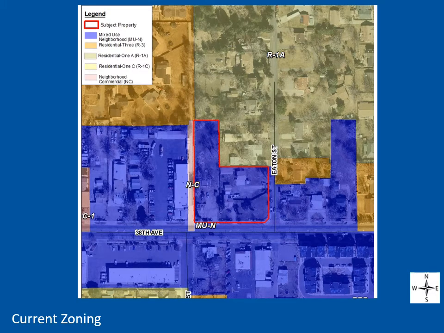The subject site is zoned mixed-use neighborhood, MUN, as are the vast majority of properties along 38th Avenue. MUN allows residential, commercial, and civic uses. Properties to the north along Eaton Street are zoned R1A, which is a single-family zone district. Properties to the northwest, including Incarnation, are zoned R3, which allows for a range of residential uses from single-family to townhomes and small apartments.